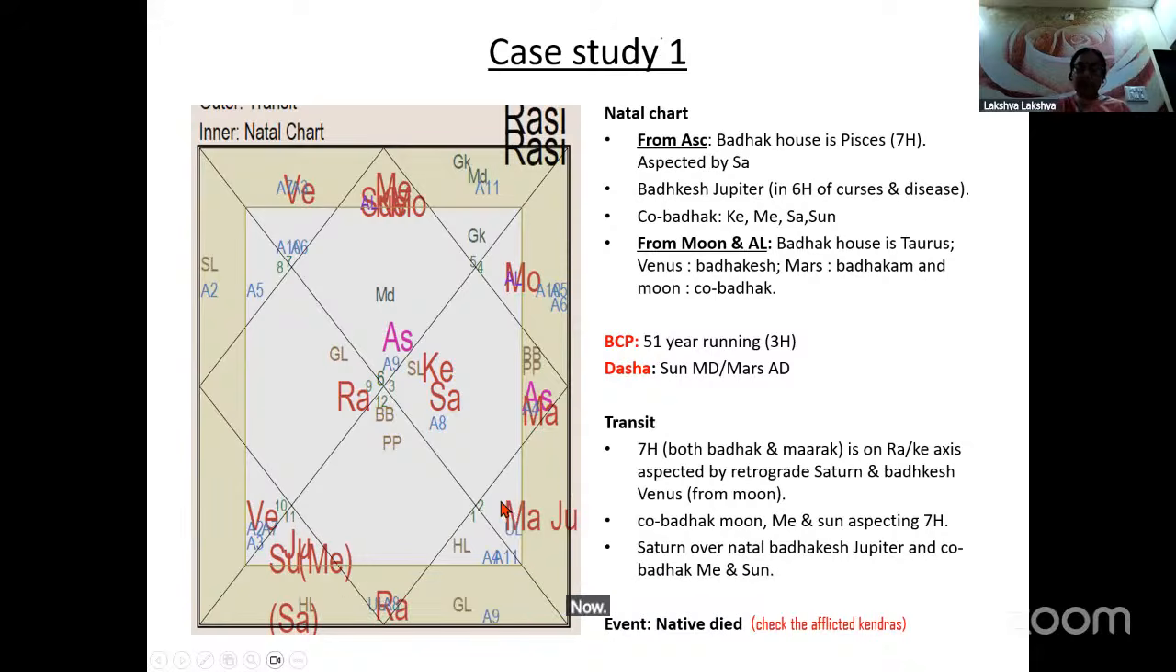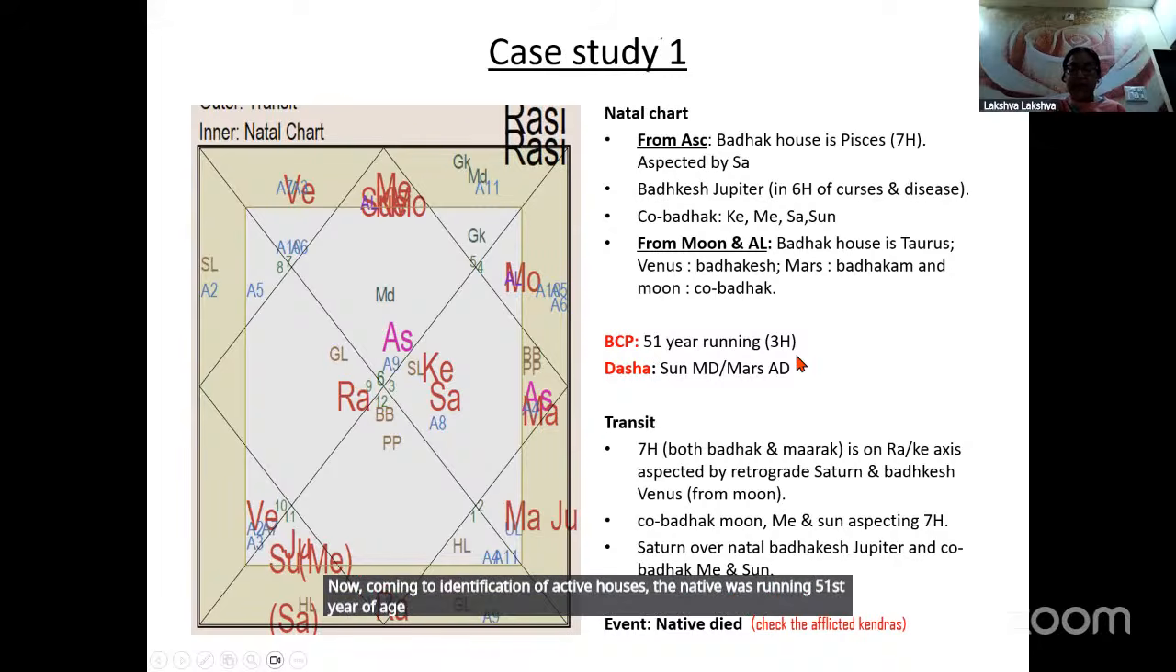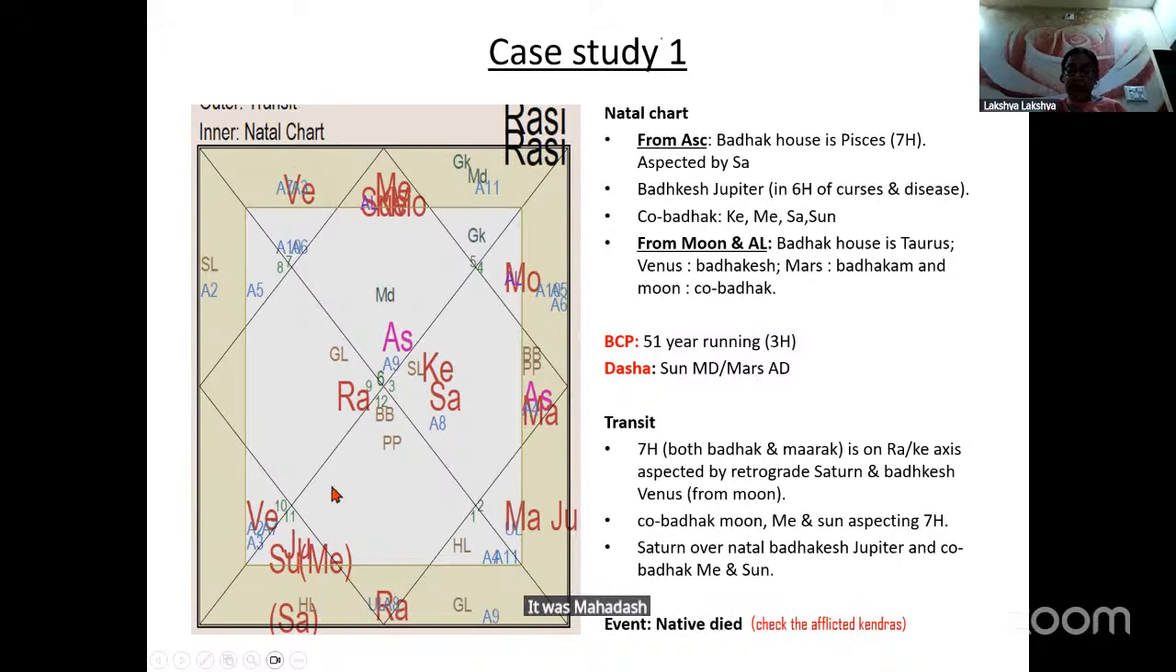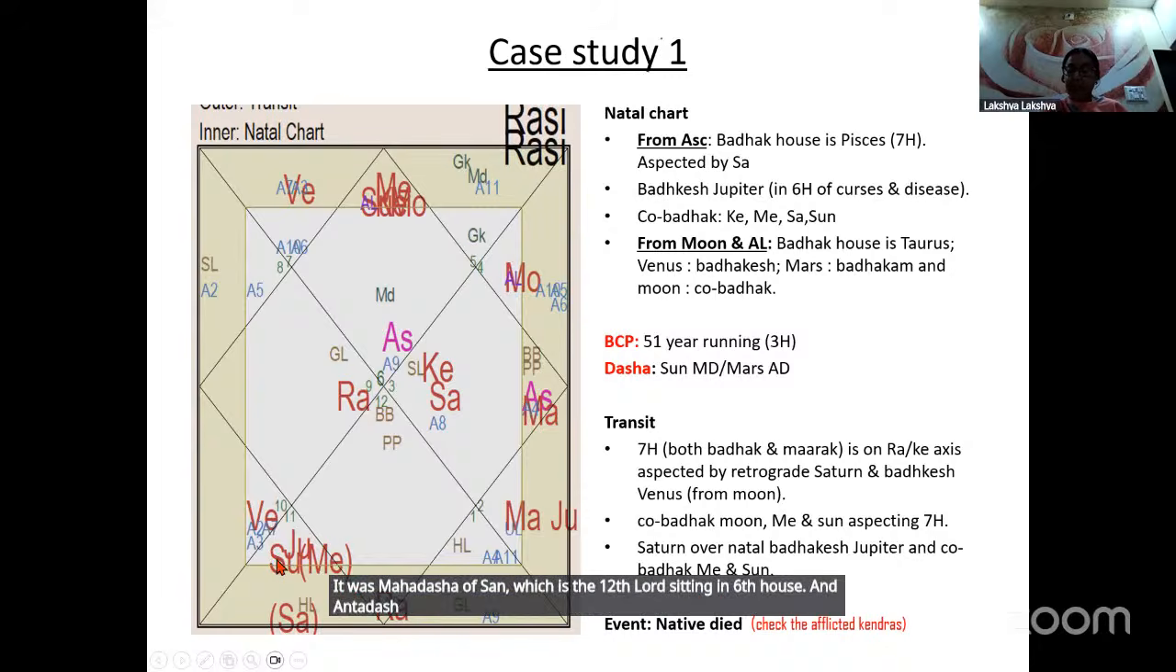Now, coming to identification of active houses, the native was running 51st year of age. So, as per BCP, the active house is the third house. Coming to dasha running, it was Mahadasha of Sun, which is the 12th lord sitting in 6th house. And Antardasha was of Mars, which is a dire malefic for Virgo ascendants, being the lord of 3rd house and 8th house.